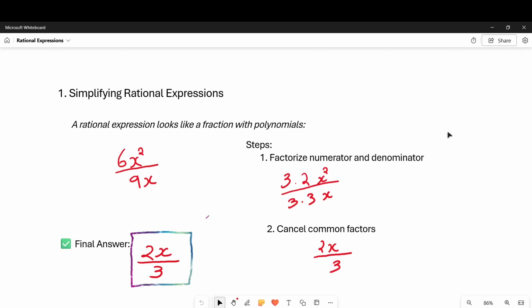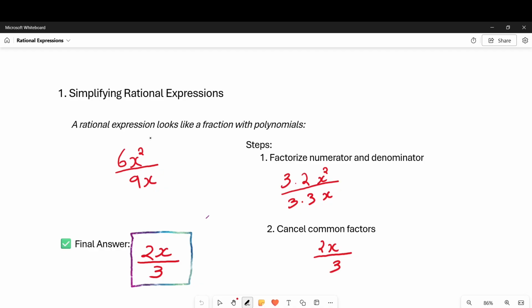First topic, simplifying rational expressions. A rational expression looks like a fraction with polynomials. So here it's a fraction. It has a numerator and a denominator. The numerator is 6x squared, a second degree polynomial. The denominator is 9x, a first degree polynomial. So let's see how we can simplify this rational expression into a simpler form.